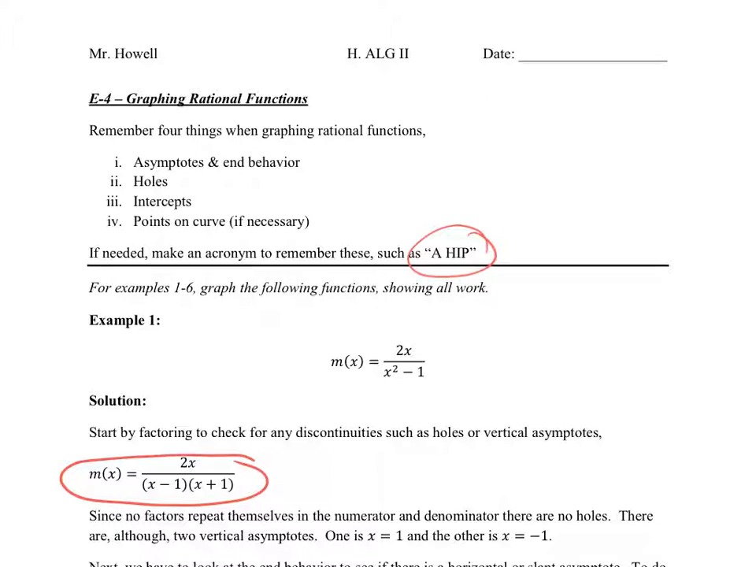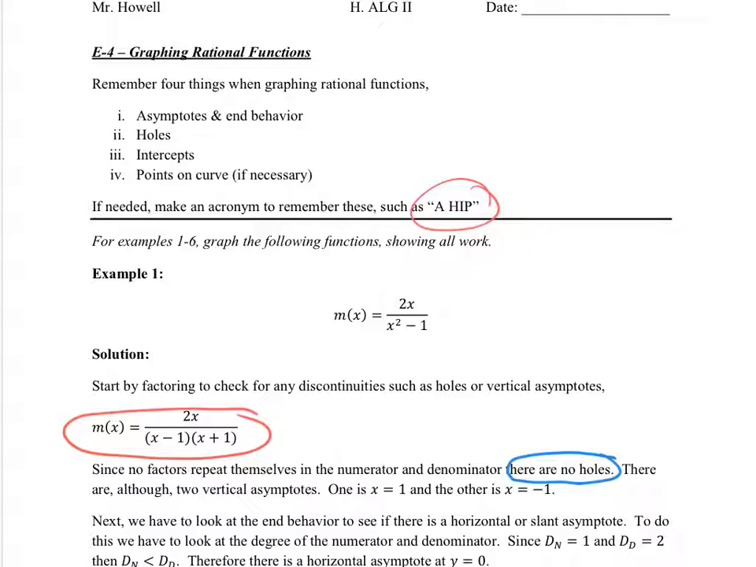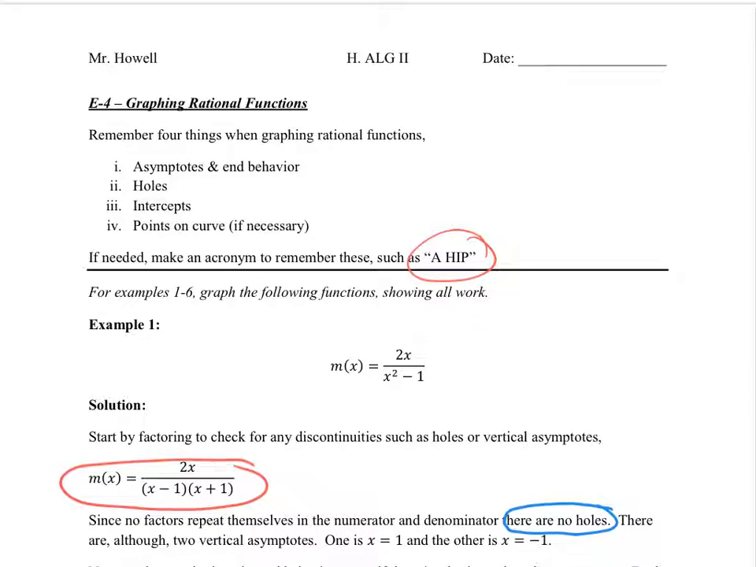Any repeated factors in the numerator and denominator? Nothing repeated, so there's no what? No holes in this graph, okay? Because nothing is repeated. So that's the first thing we're going to recognize. There are no holes. After that, we can go in any direction here. So I'll put a little check up here, by the way. We checked off holes. We're done with that. We got that part done already, part 2.